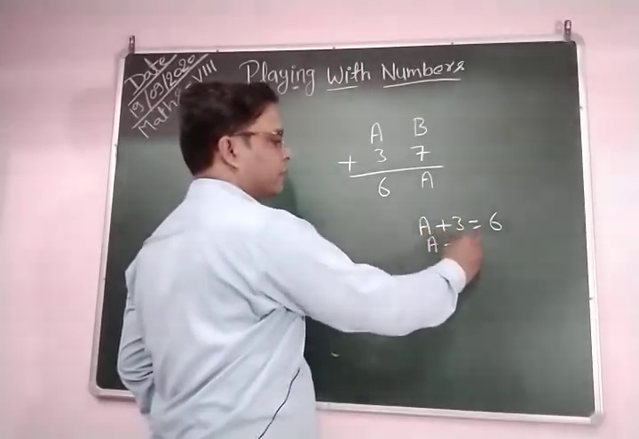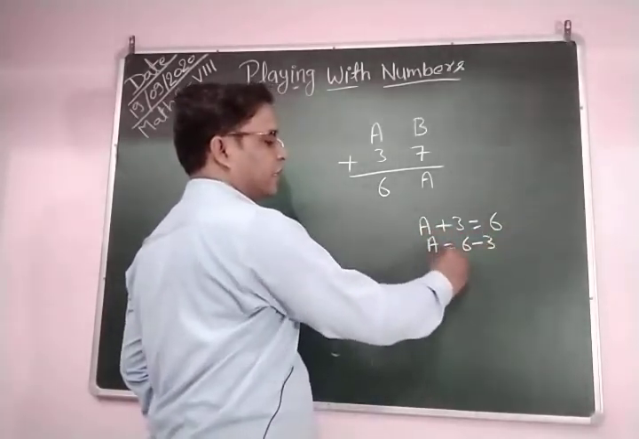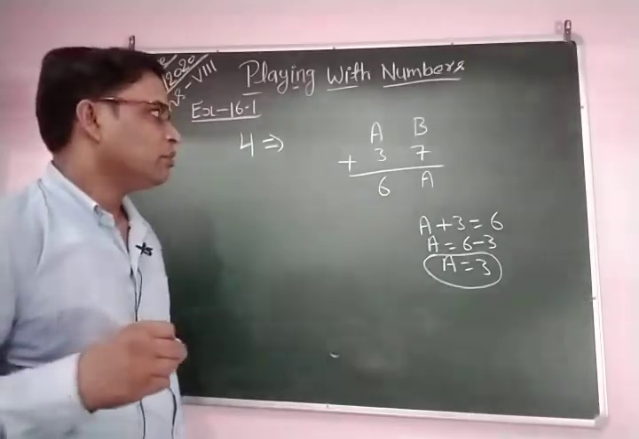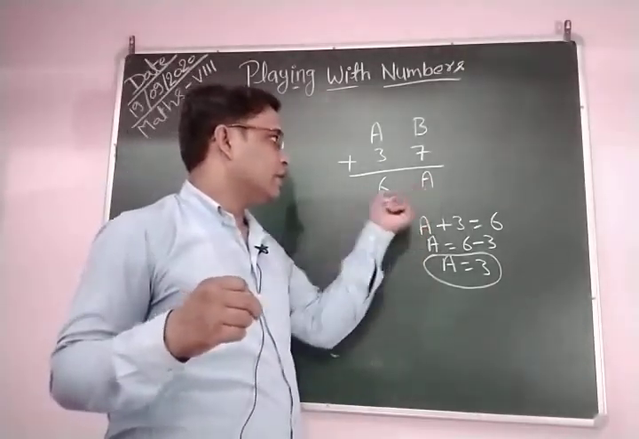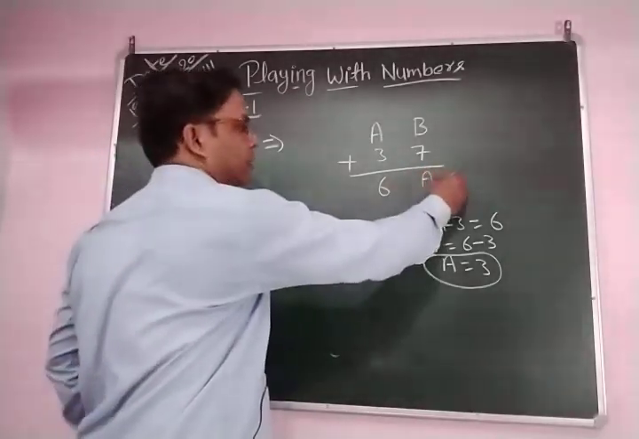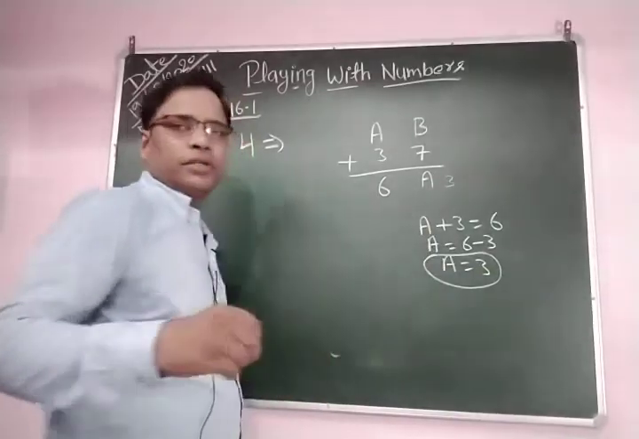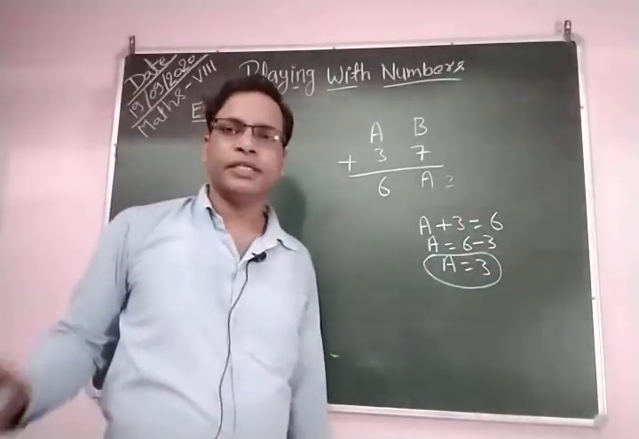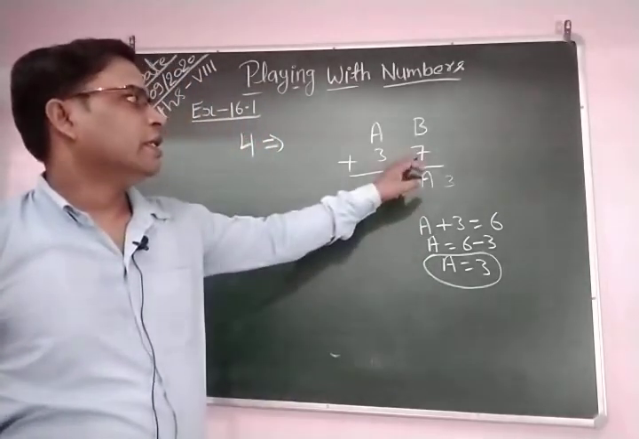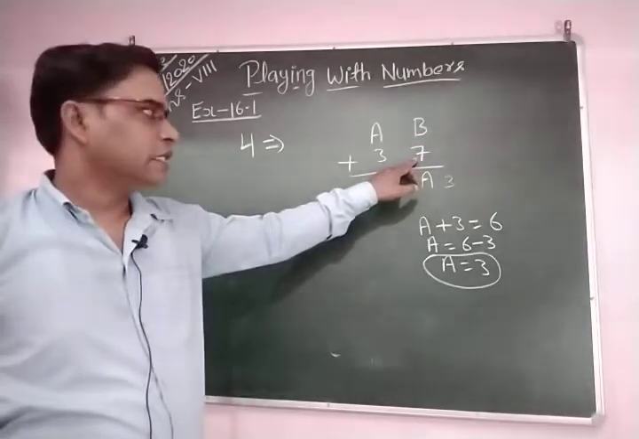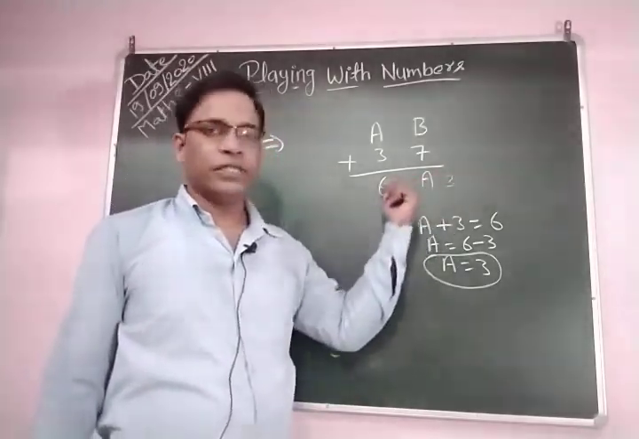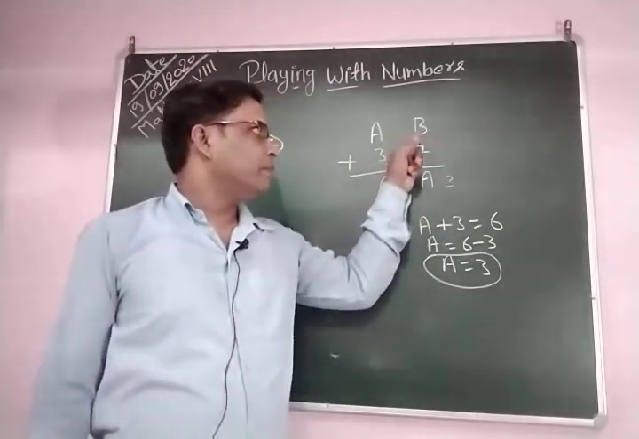It means that A is equal to 6 minus 3, so the value of A is equal to 3. If you put 3 here, A is equal to 3, clear? So is this possible: if you add any digit to 7, does it become 3? No, never. So it means that this is 13. You can see this is 13.